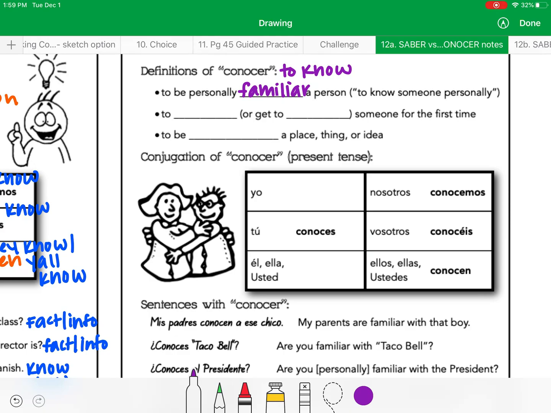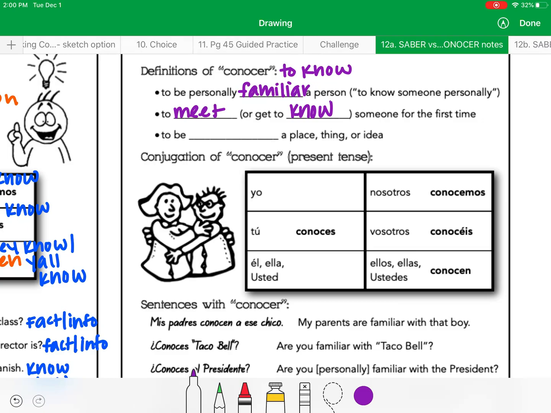Like, I might know who the president is. I know that information, but I don't know him personally. So I would use saber. If I said, I know Mr. Winton personally, it's not just fact or information. Okay, the second one is to meet, or get to know someone for the first time.